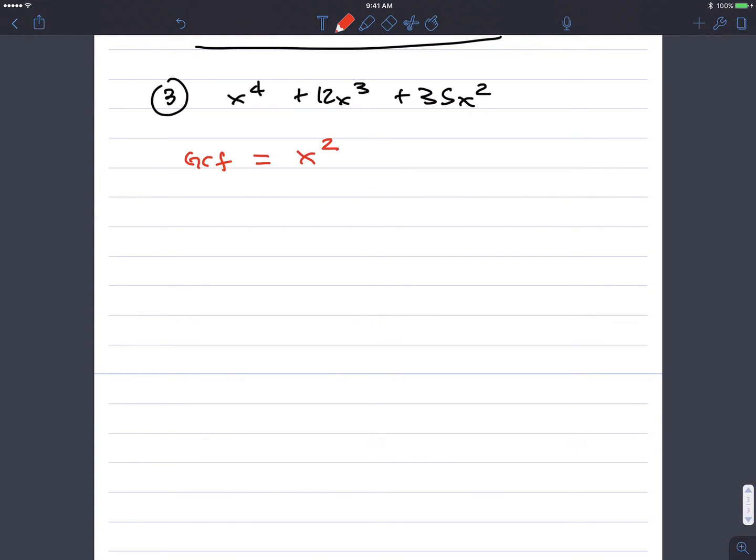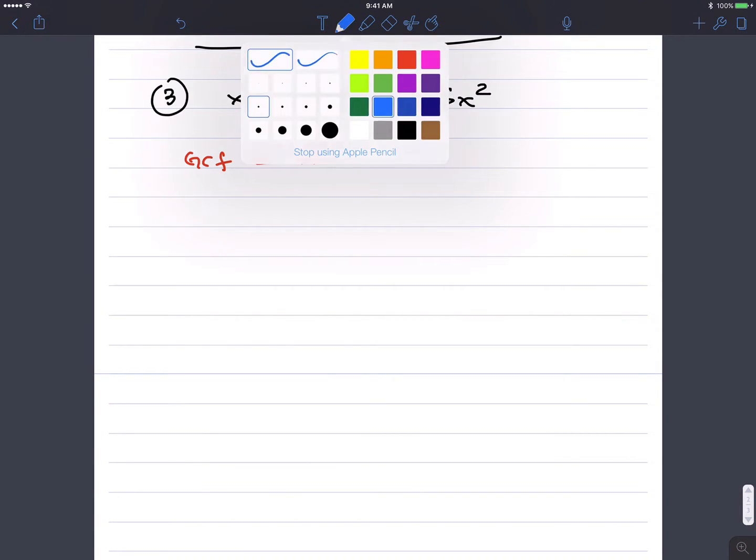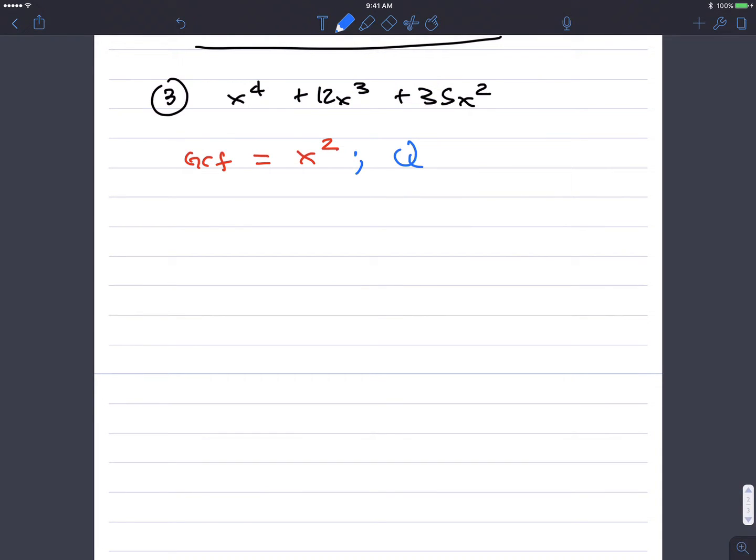Do you guys remember that? x to the smallest power. So if this is my GCF, can you tell me what the quotient is going to be? How do you get that quotient? x squared, times x to the fourth, plus 12x cubed, plus 35x squared. Okay, let's find the quotient. We'll put it over here. We're going to divide every one of these terms by the GCF to get this quotient.